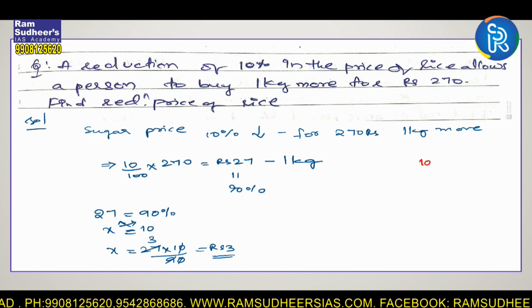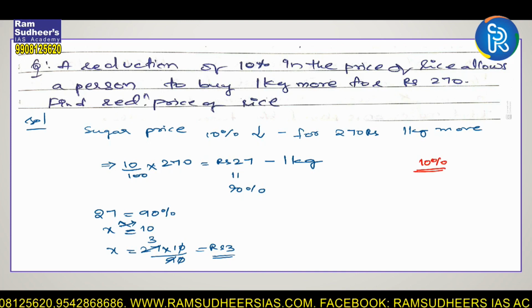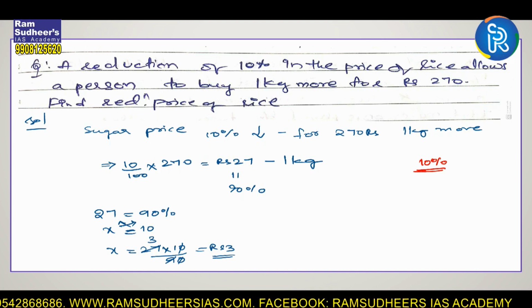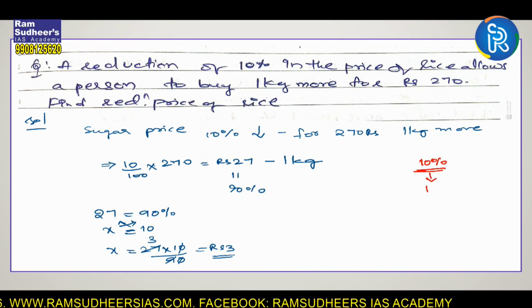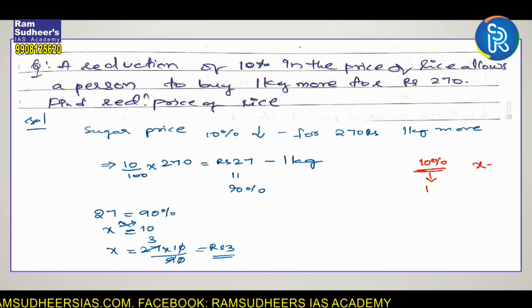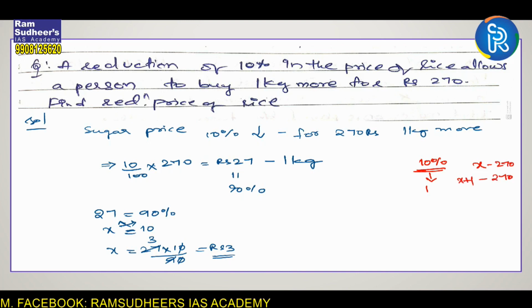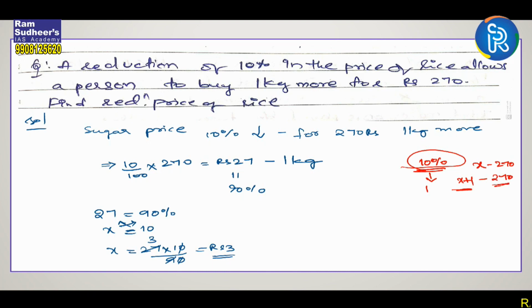Price of rice reduced by 10%, and because of this reduction in price by 10%, a person is able to buy 1 kg more. Initially, he used to buy some x kgs for 270. Now, for the same 270, he is buying x plus 1 kg because of the 10% reduction. Now, this means that 10% of this 270 gives him 1 kg of rice. I think it should be clear. Just pause the video and try to understand the question.